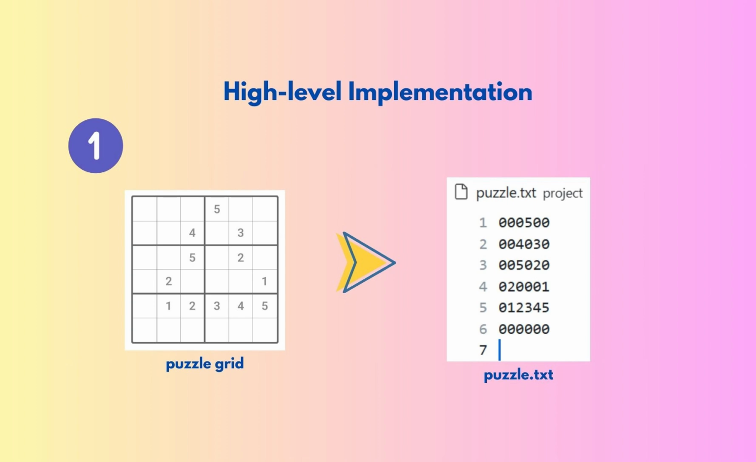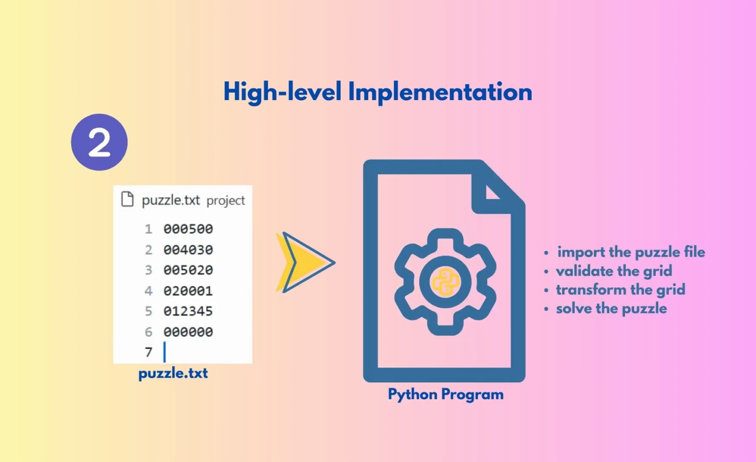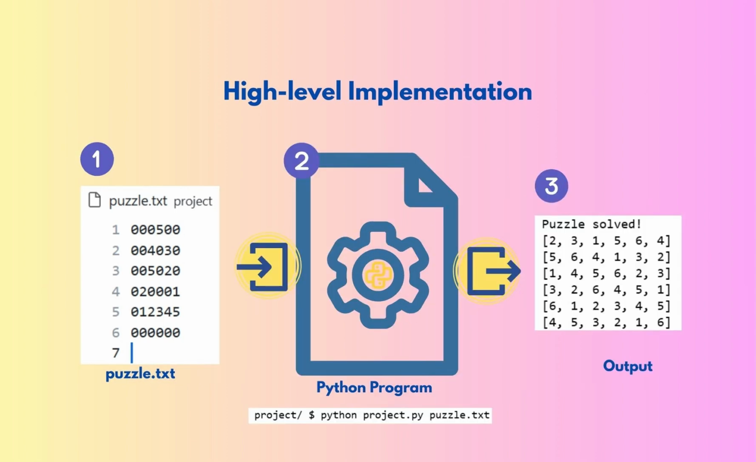Let me briefly walk through the high-level implementation of this project. First, the puzzle grid is written into a text file, puzzle.txt, where empty cells are represented by zeros. Next, when the Python program is run from the command line, it will import the puzzle file, validate the puzzle grid, transform the grid into an internal data structure, and then solve it. Finally, the program will output the solution status, which states whether the puzzle is solved or not, and it also prints out the resulting puzzle grid.